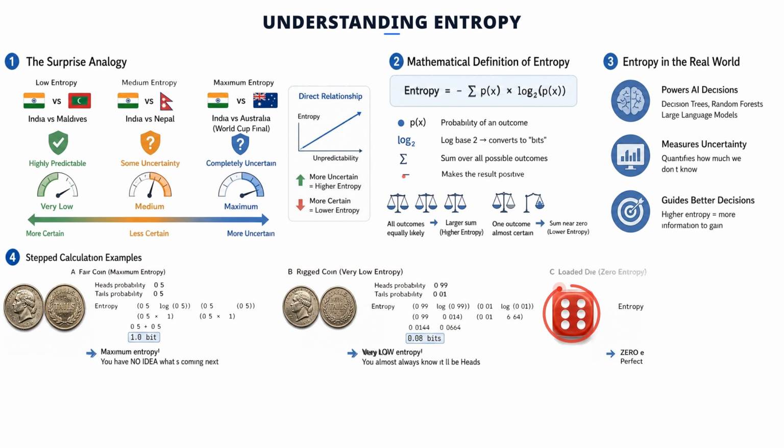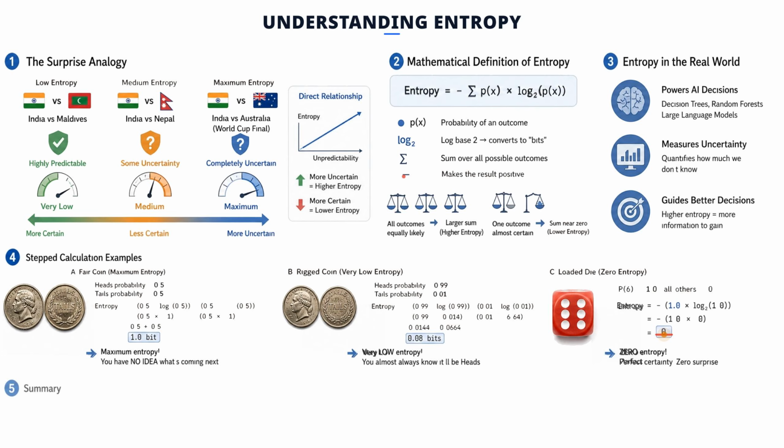Finally, consider a loaded die that always, without fail, rolls a 6. The probability of rolling a 6 is 1.0 and all other outcomes are precisely 0. When we calculate this, it yields an entropy of absolutely 0. There is perfect certainty and zero surprise.